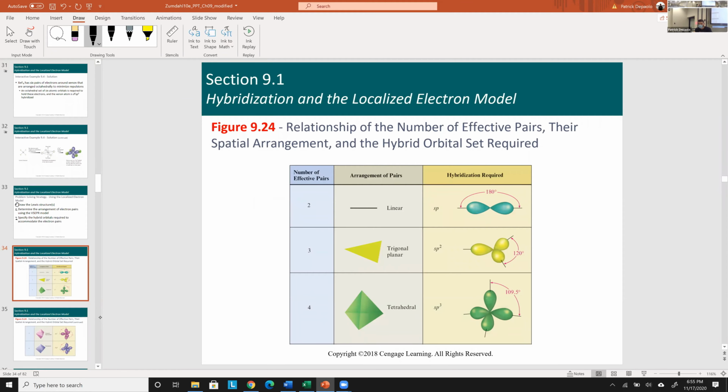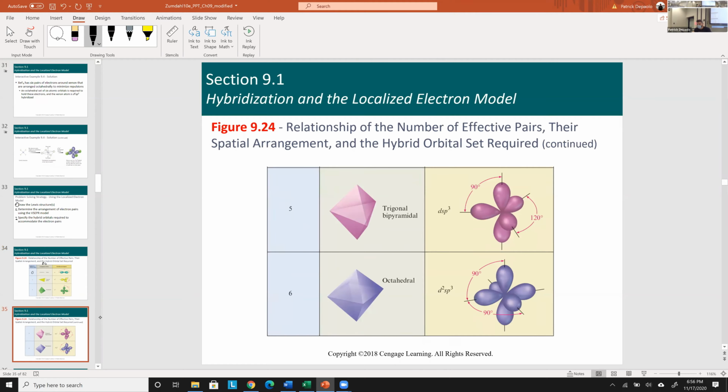So here's just a little chart. If you have electron groups, you have 2, you have a linear arrangement, and it's always sp. If you have 3, it's going to be a trigonal planar electron geometry. I'll put EG here for electron geometry. And then you'll have sp2. For 4 electron groups, you're going to have tetrahedral, and then it'll be sp3. Continuing for 5 electron groups, this is going to be our EG, trigonal bipyramidal, dsp3. 6 electron groups, octahedral, d2sp3. So those are our main 5.